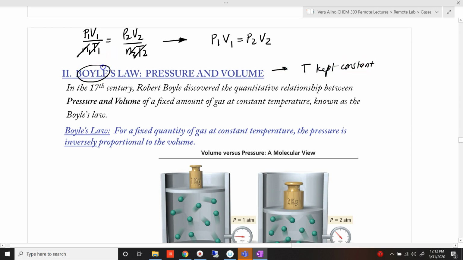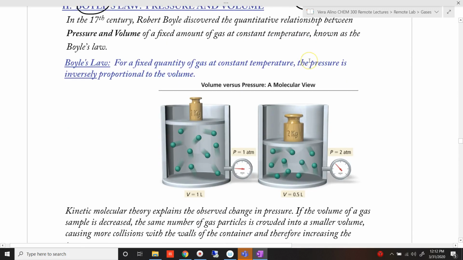Boil, from the word itself, boil, you usually associate that with temperature. Okay, and so his equation is now P1V1 equals P2V2. So what is his experiment about? So this is his experiment.